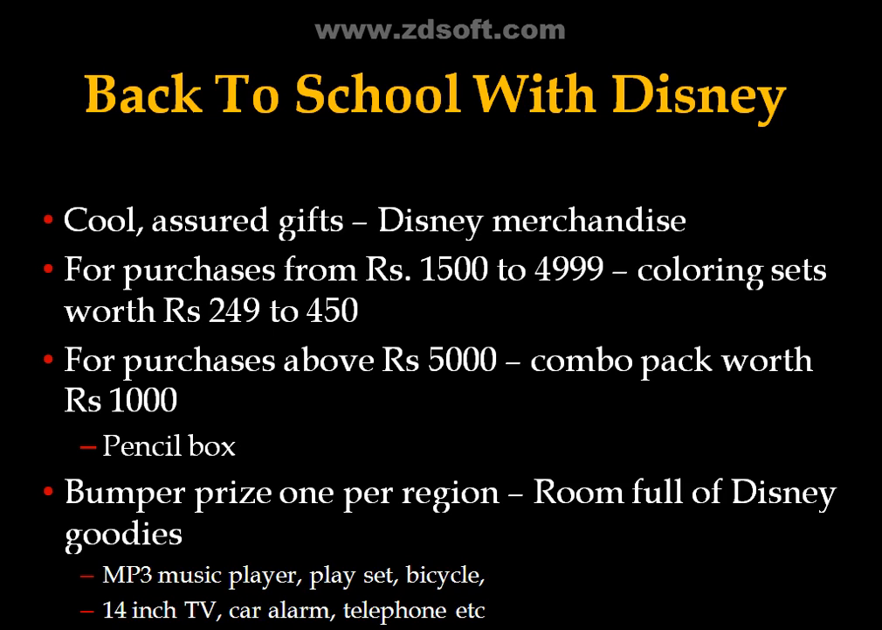And for purchases from 1500 to 4999 rupees, coloring sets worth 249 to 450 were given free. It is part of the sales promotion offer. For purchases above 5000 rupees, a combo pack worth 1000 rupees was given, which was a pencil box. Then bumper prize, 1 per region. They have not mentioned a region, so you can assume one state as one region. So bumper prize, 1 per region.